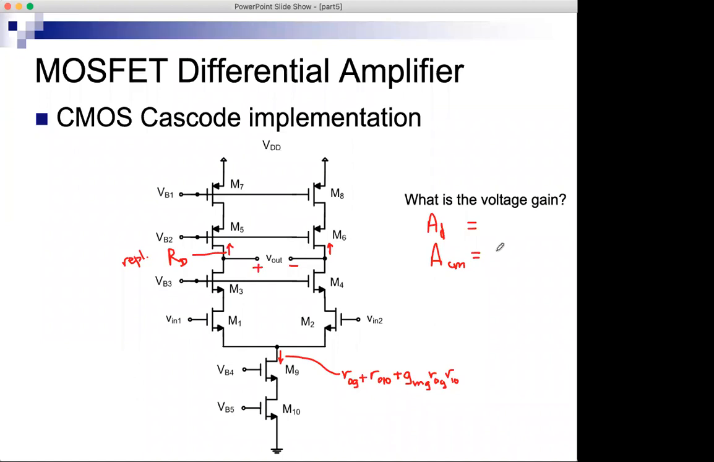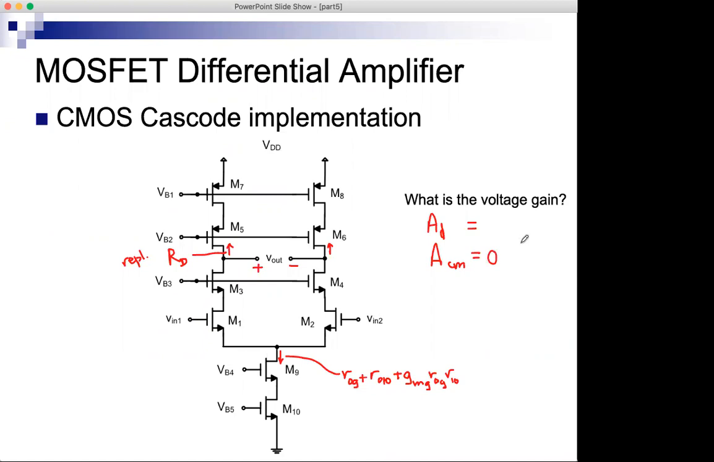Which one is the easy one? ACM is trivial again, because if the two inputs are equal, I have perfect symmetry in the circuit. The drains will be at the same signal or DC or whatever voltage. Everything we see here will see exactly the same here. So if I have a voltage here, I will get the same voltage here. And therefore, what's the difference between them? 0, and ACM is 0.